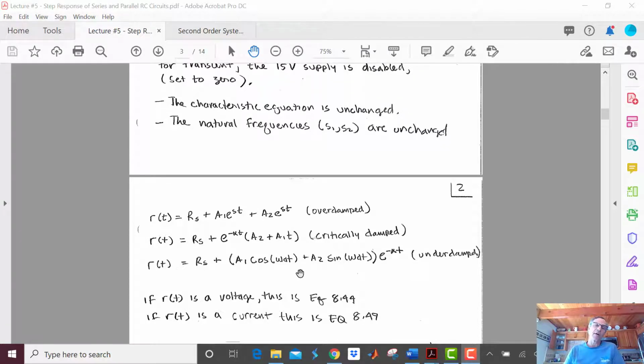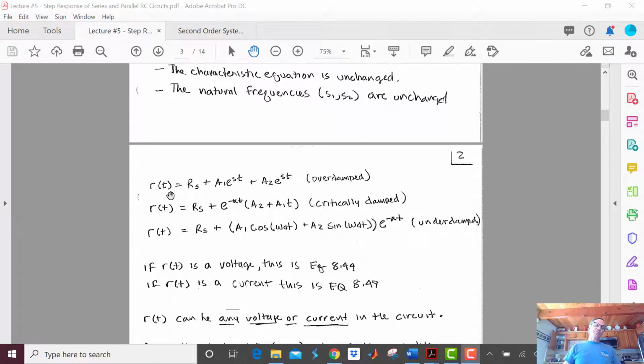Let's move to the underdamped case. Again, I'm multiplying all the good boingy stuff here by e to the minus alpha t. As t goes to infinity, this whole term goes to 0, and R sub t is going to be equal to R sub s. So what we can see here is that R sub s is pretty easy to get. It's just the response of the circuit at time equals infinity. Works for all three cases.